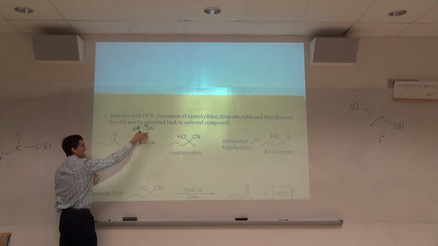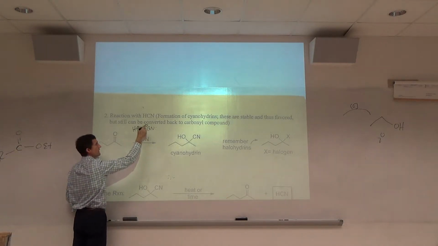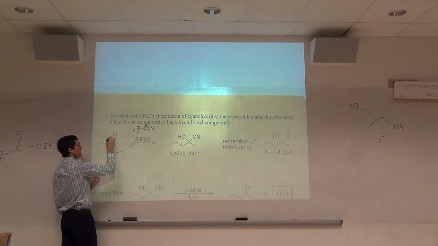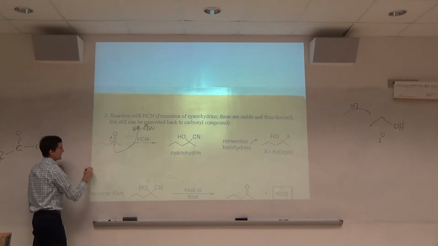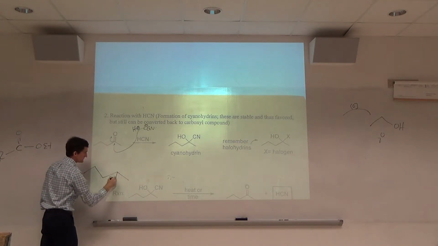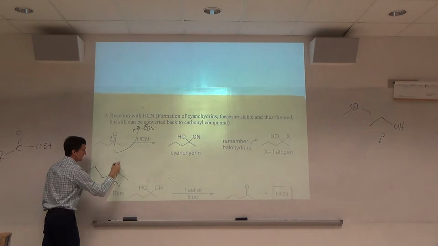Well, now in the cyanide form, I can have a nucleophile, and these electrons can do a simple addition, and we can get CN, and this becomes O minus.